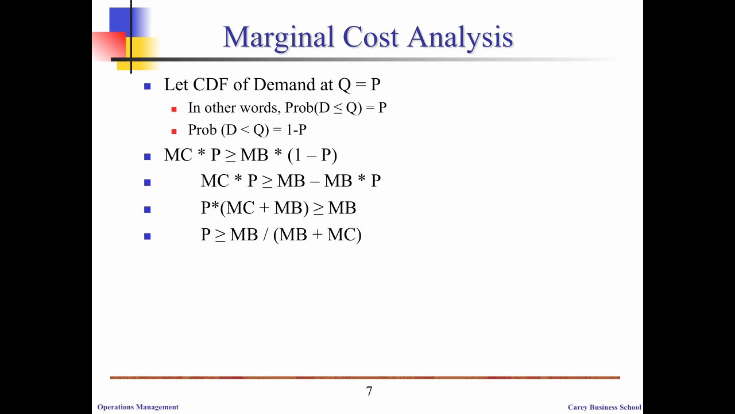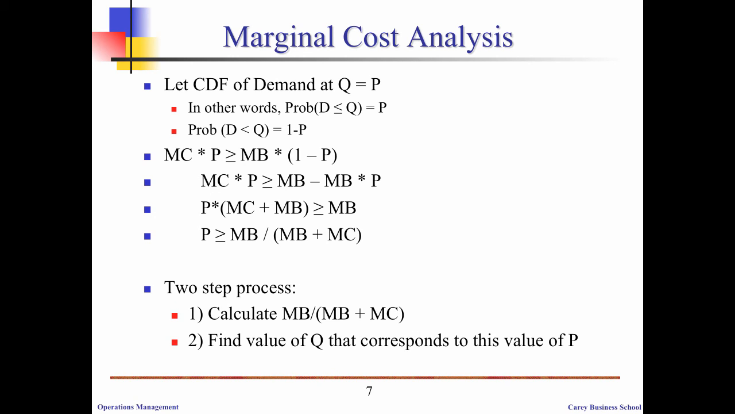The best order size is the one that corresponds to a specific P-value, which in turn corresponds to the point on the CDF of the demand distribution that balances marginal benefit and marginal cost. This means we solve the problem using a two-stage process. First, we calculate this critical ratio that I write here as marginal benefit over marginal benefit plus marginal cost. We then look at our demand distribution and find the number that corresponds to this value.